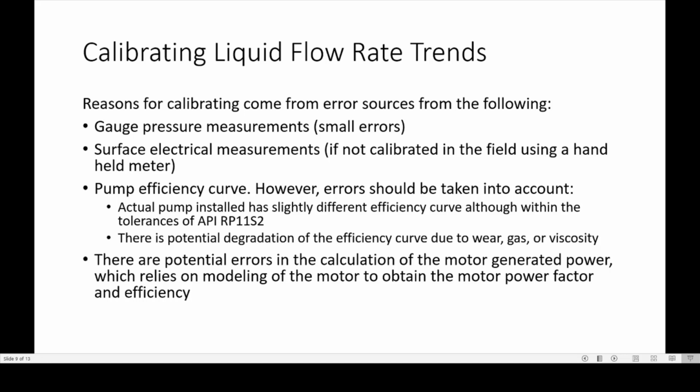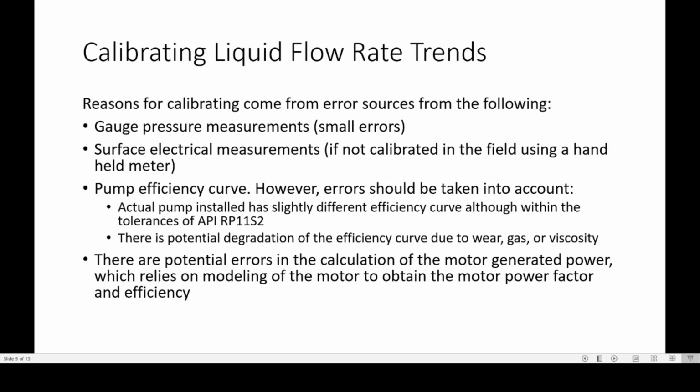Now I'll talk about the calibrated liquid flow rate trends. Here's some of the reasons: because there's some error sources from the following. There's some gauge pressure measurements, which are small errors. There's surface electrical measurements, and if it's not calibrated in the field using a handheld meter, then there's some bias. Then from the pump efficiency curve, there's some errors, and there are couples that should be taken into account.